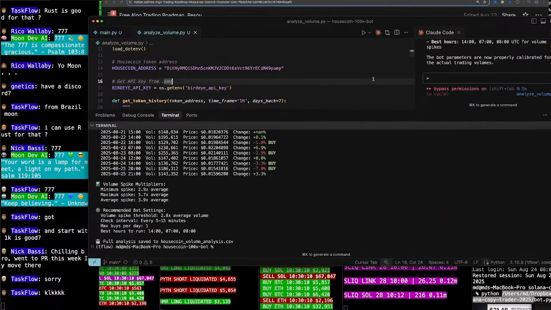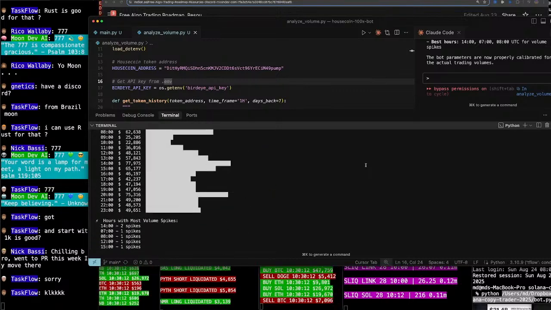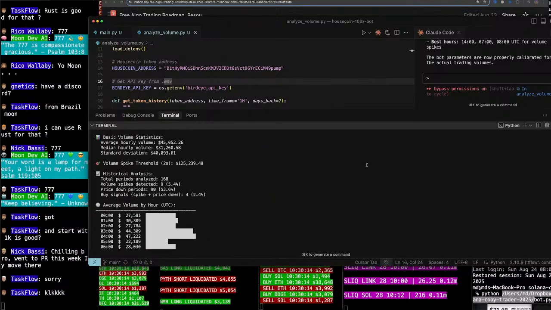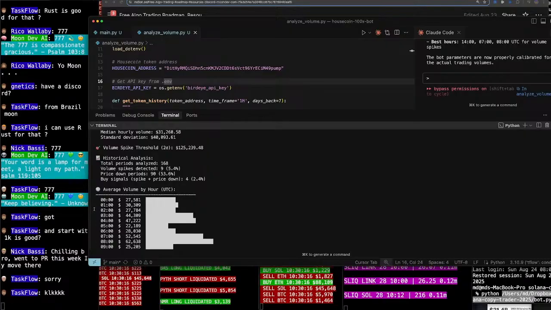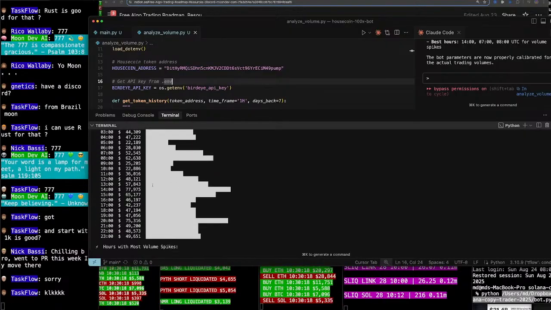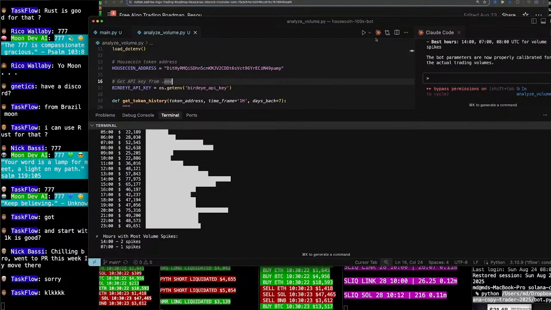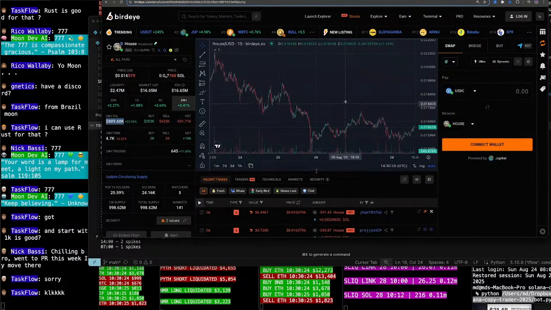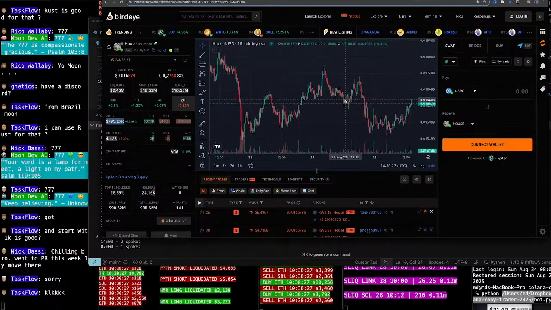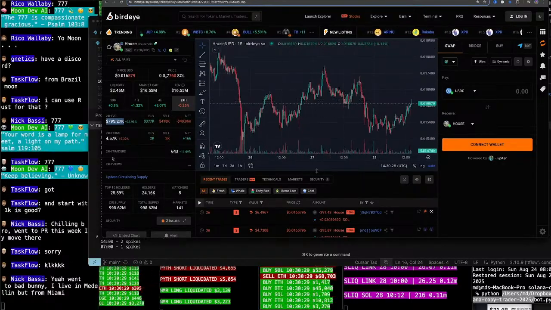I'm actually going to run both of them, and I'm going to do my own analyzation. Okay, so average volume per hour. You can see there's not much activity, like not even 1 million in volume. This is tiny. That's why it's so risky, but, you know, with risk.